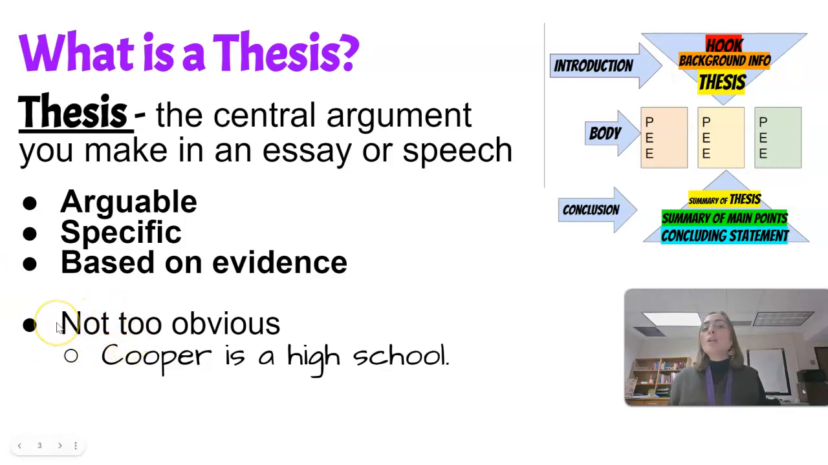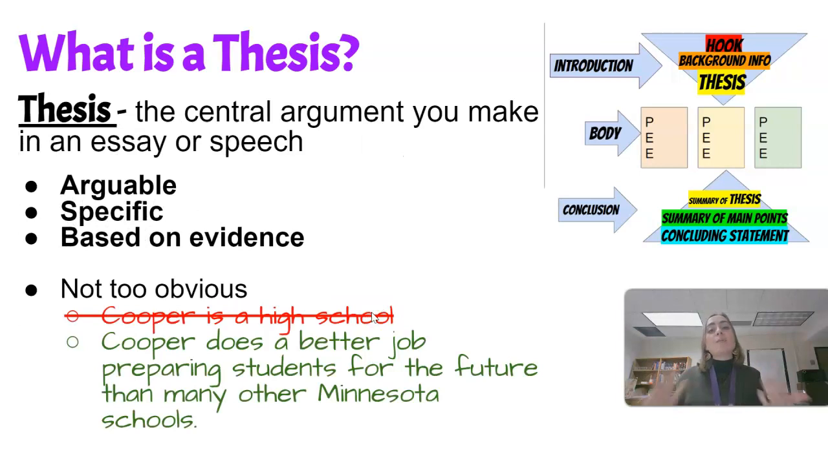So a thesis shouldn't be too obvious. Something like "Cooper is a high school," that's a really obvious statement. You and I couldn't really have a debate about that. In order to make that more specific and more arguable, we could say something like, "Cooper does a better job preparing students for the future than many other Minnesota high schools." This is something that you and I could debate about. It's also something that we could use evidence to support. Like maybe we could look at test scores or GPA, and we could use some evidence to support that argument.